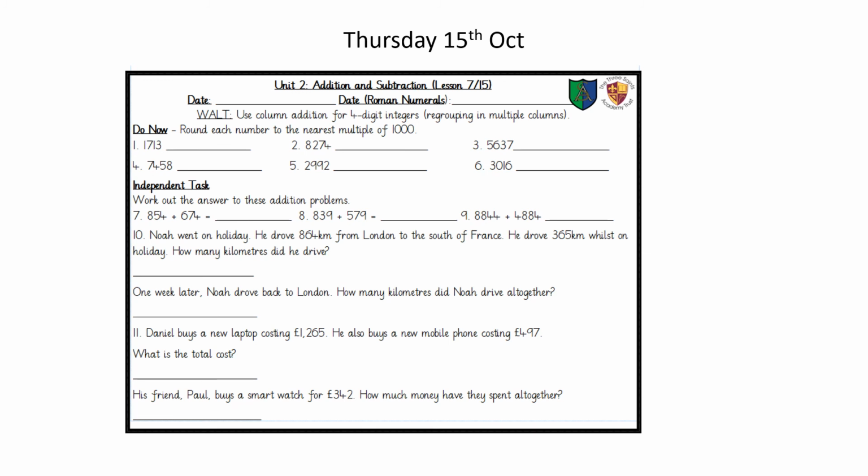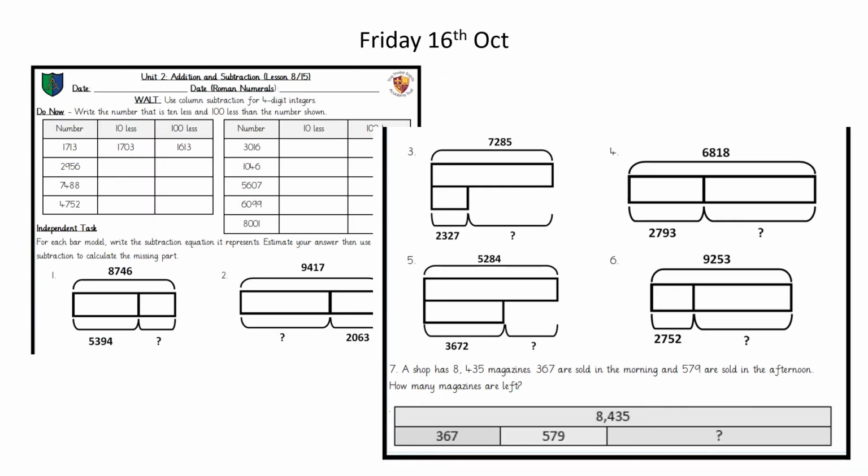Good luck! Good morning everybody, it's Friday's lesson today, which is lesson 8, and we're going to be looking at column subtraction for 4-digit numbers. Before you do now, I'd like you to look at the table and write down the number which is 10 less than the given number and 100 less than the given number. So we're looking at subtracting 10 and 100.